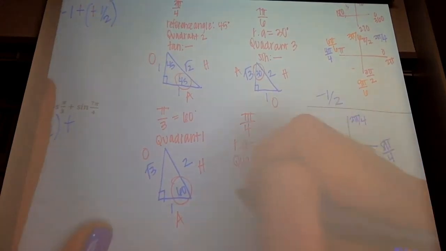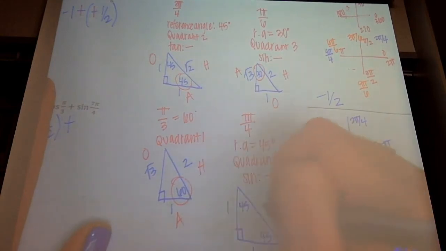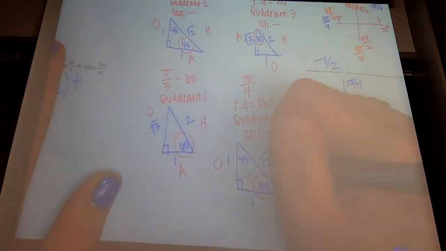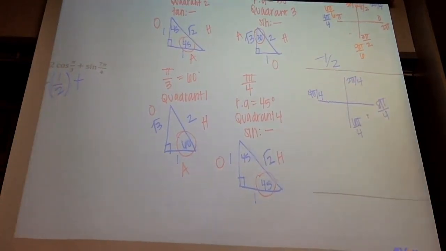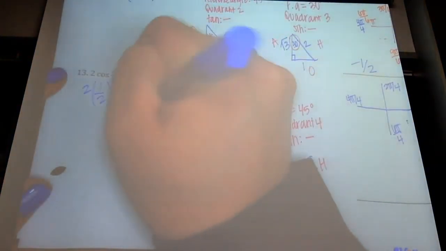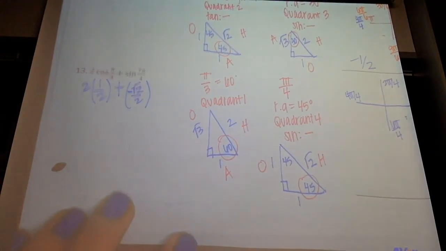And then we draw a triangle. So 45, 45, 1, 1, rad 2. And so sine, I guess we have our opposite, our hypotenuse. So 1 over rad 2, we need to rationalize the denominator. Yikes. So that would be rad 2 over 2. So at this point, oh, and sine is negative. Yikes. So don't forget that.